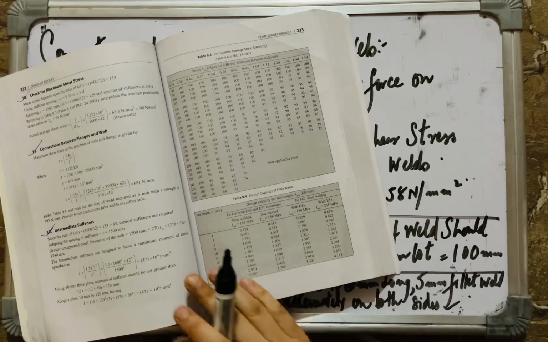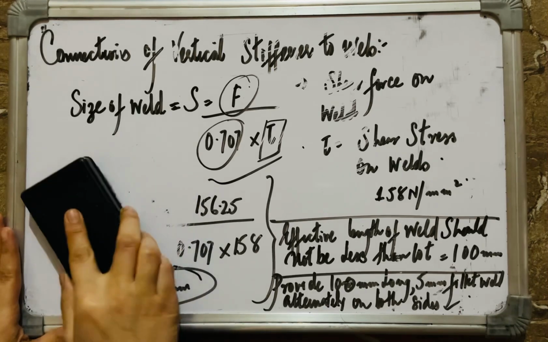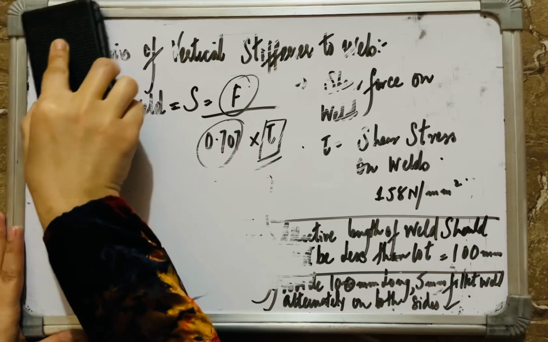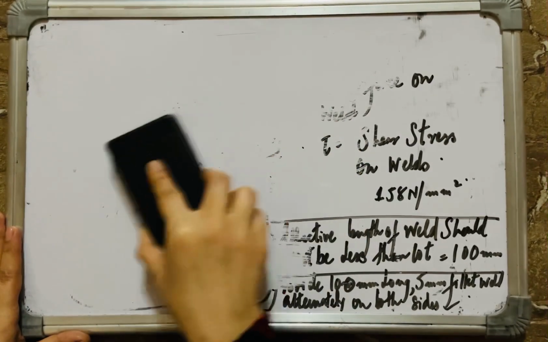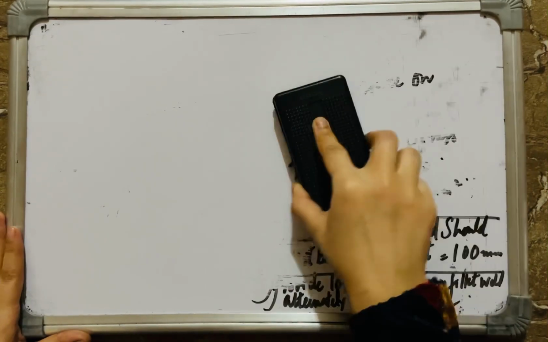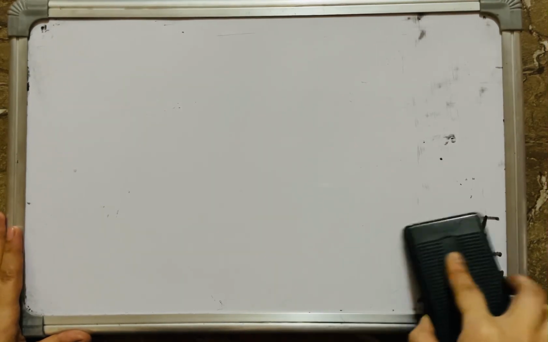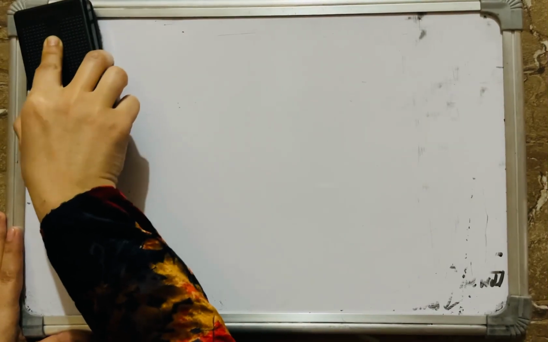158 MPa. We use the same thing, and we designed our connection between vertical stiffener to web, and we used a 100 mm long fillet weld having a size of 5 mm alternately on both the sides. That is how we design the connection of vertical stiffener to web. Now the last portion of the steel truss bridge is to design the steel truss itself.